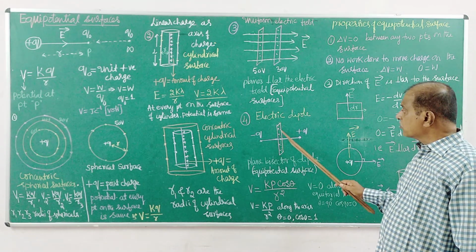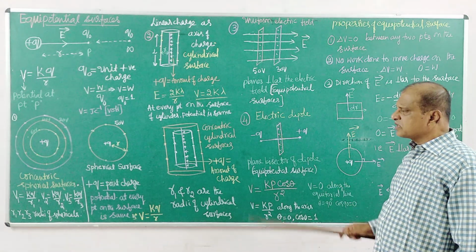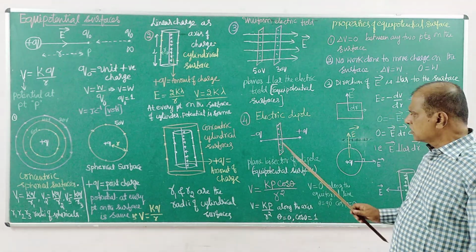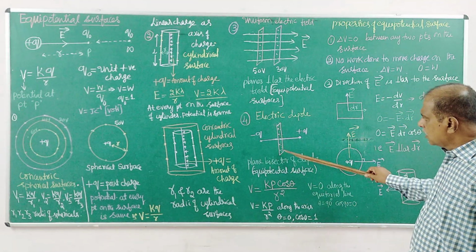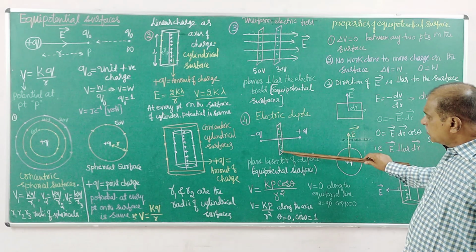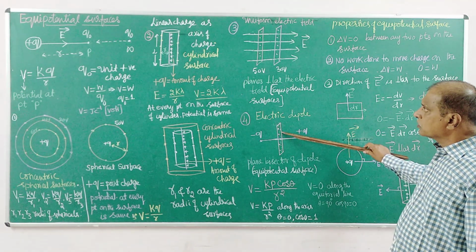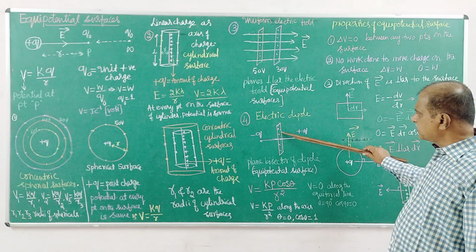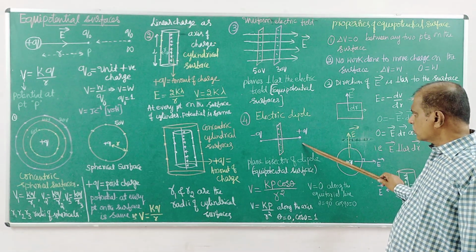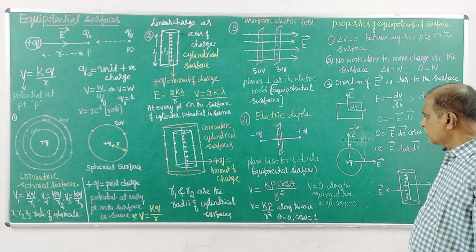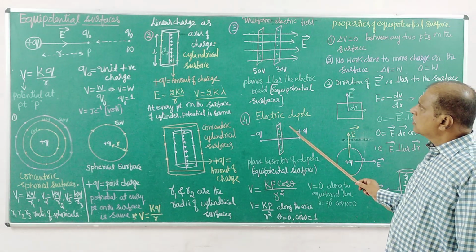Same potential is called equipotential; it may be 0 or some other value, it doesn't matter. So it is called an equipotential surface. So this is a kind of equipotential surface we can imagine about this dipole. That is the drawing of this.